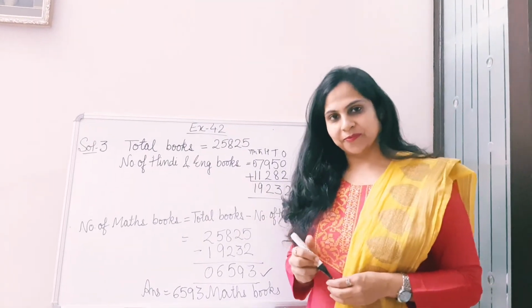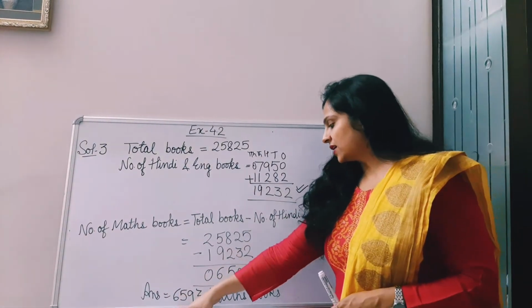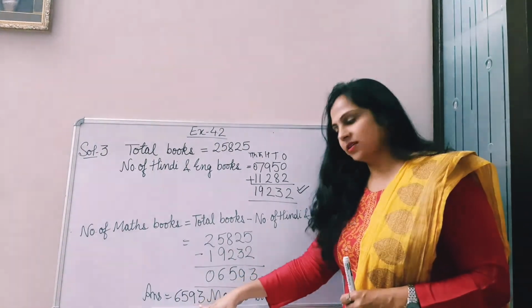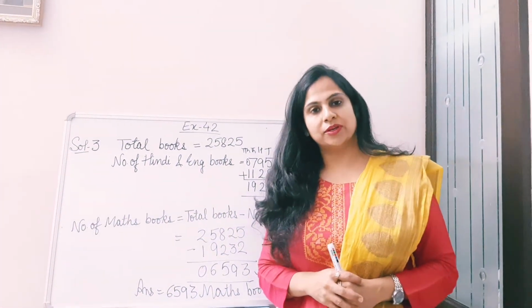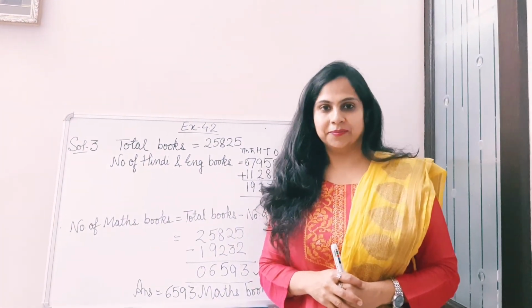Okay? Fine. Now our answer is 6,593 maths books. Now your homework is question number 4 and question number 5.